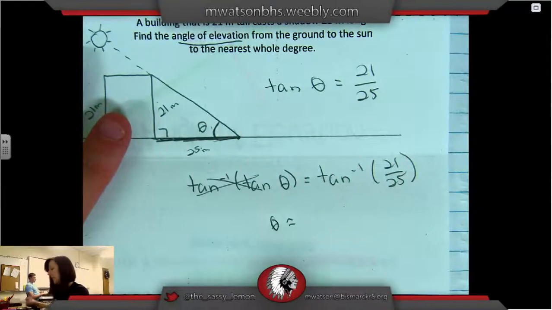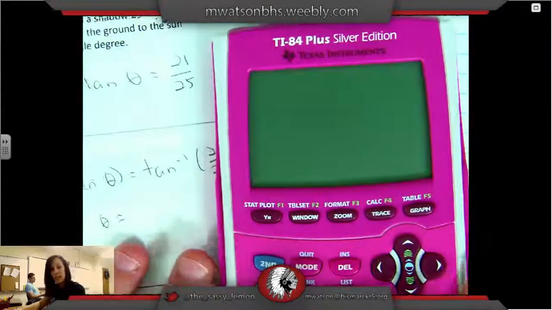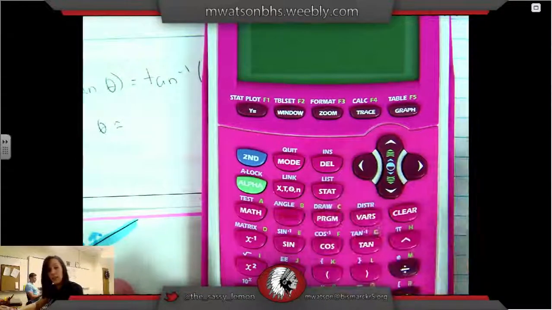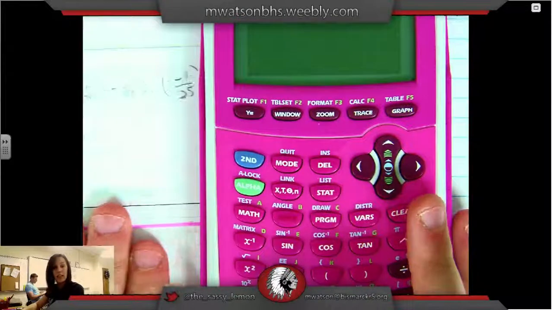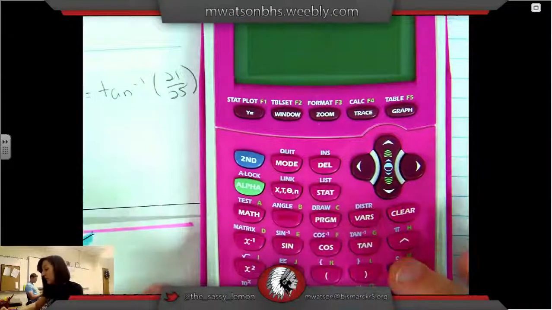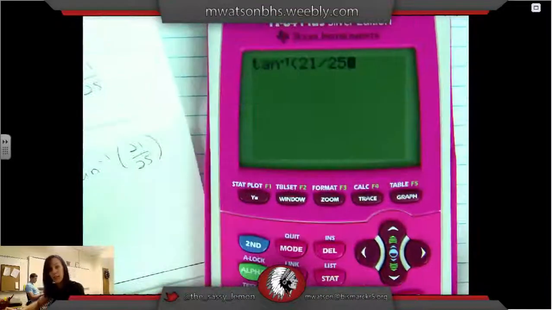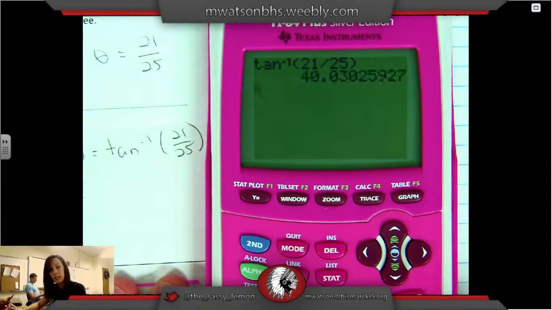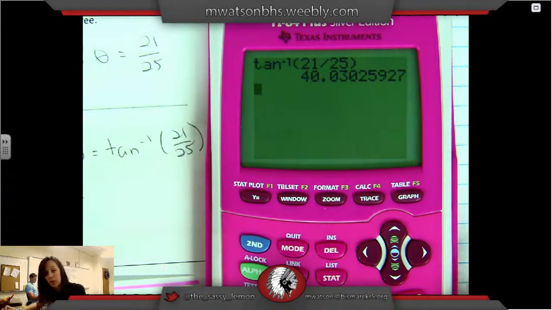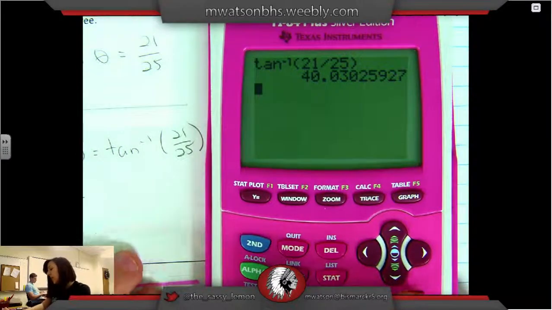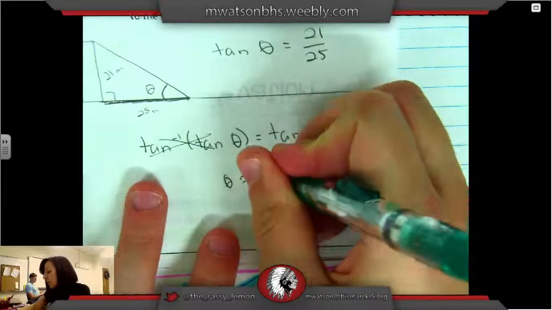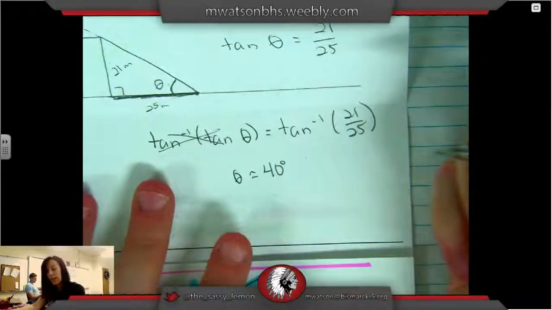I'm going to grab my handy dandy calculator and hit second tangent, and then 21 divided by 25. Close my parentheses, hit enter. I get approximately 40.03. Anytime we're in degrees, we're going to round that to the nearest whole degree. So approximately 40 degrees is the angle of elevation.